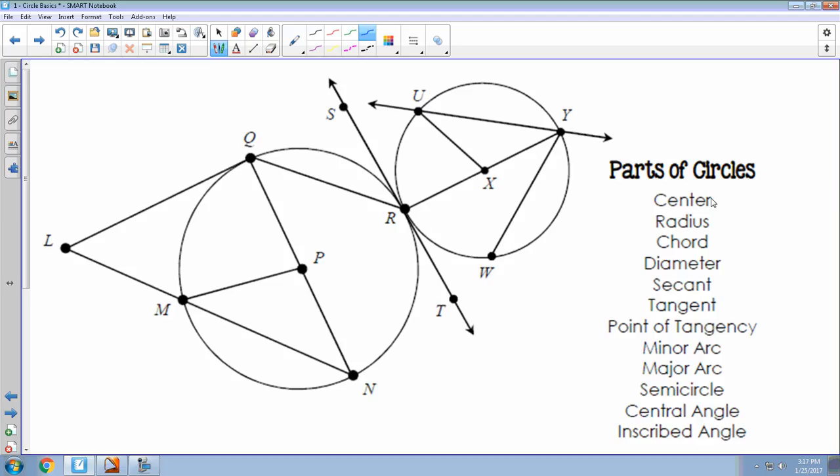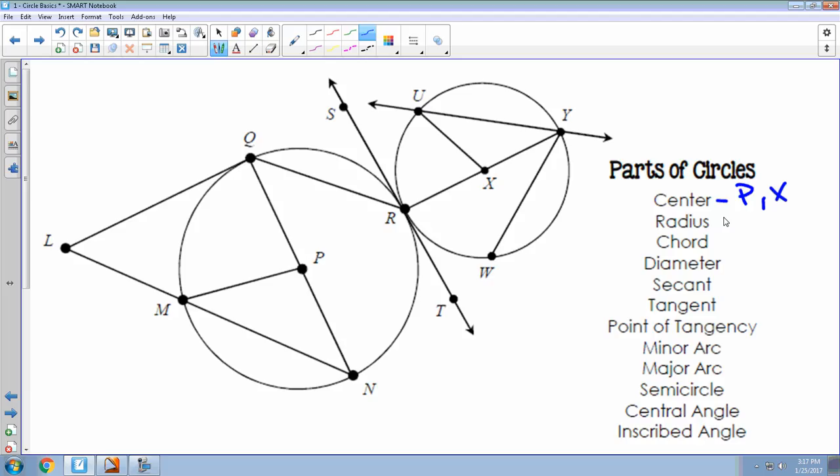For center, you have two different options. Your two centers here are both point P and point X, so as long as you had one of those, you were good to go. For radius, you have a ton of options here, honestly. For radius, for example, Rx would work, Ux would work, and XY would work. In this other circle, you have PN, you have MP, and you have QP.